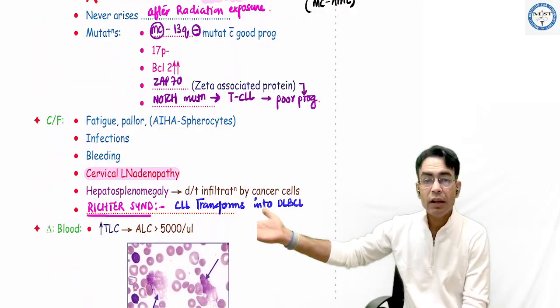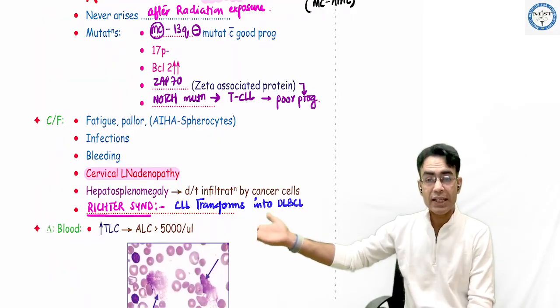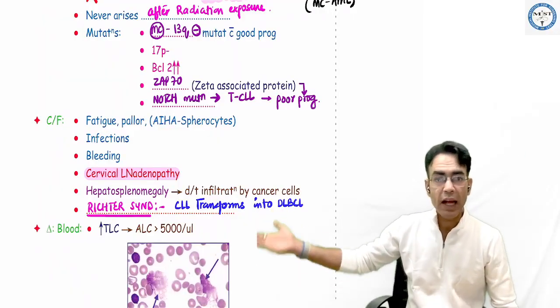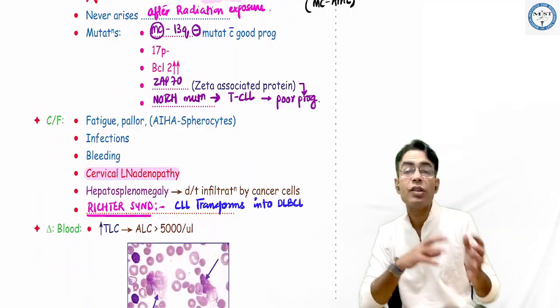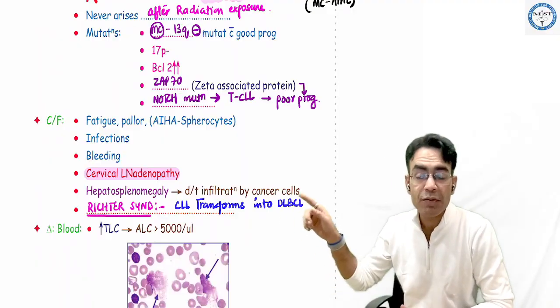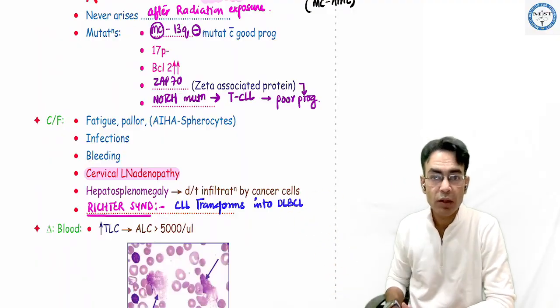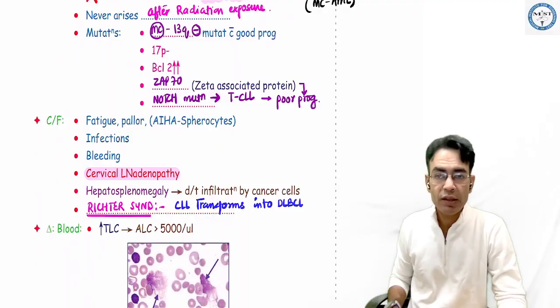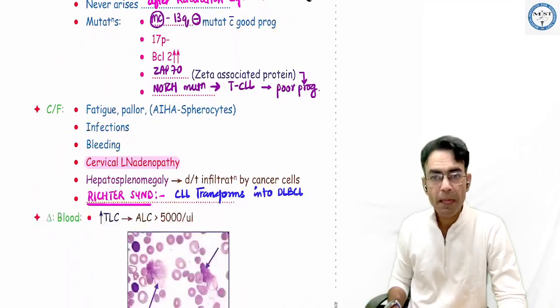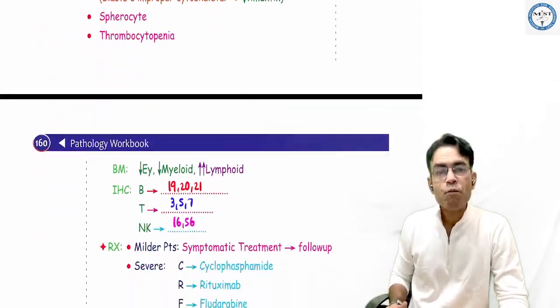You find ALC increased, more TLC. Okay, and this is the smudge cell. And Richter syndrome, your CLL converts into DLBCL, diffuse large B cell lymphoma. It's a non-Hodgkin's lymphoma. So these are the things you have to know about the CLL and the question will be done. Treatment आपको पढ़ना ही नहीं है.